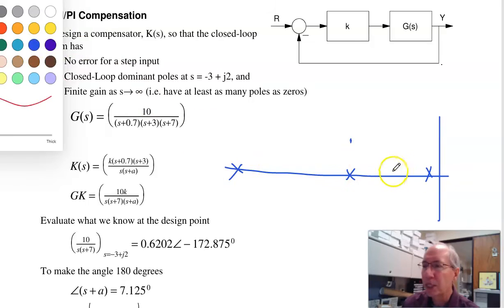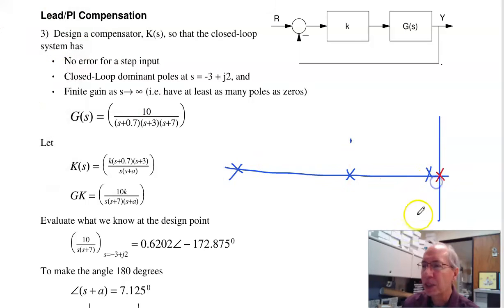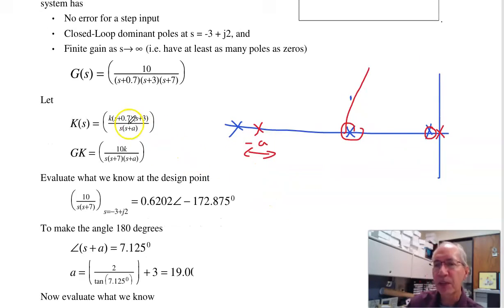So to do that, I'm going to add a pole at S equals 0 that makes it type 1. Cancel this pole because it makes it too slow. Cancel this pole. So there's the form of K of S. If I add 2 zeros, I need to add 2 poles. Put a pole at minus A somewhere. Slide that around until the root locus passes through minus 3 plus j2. So that's the form of K of S.